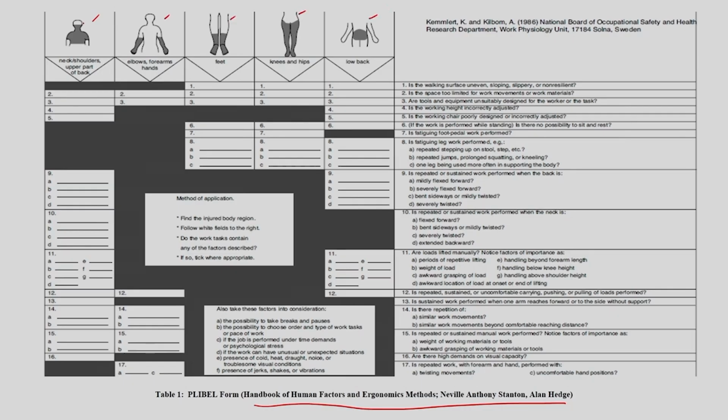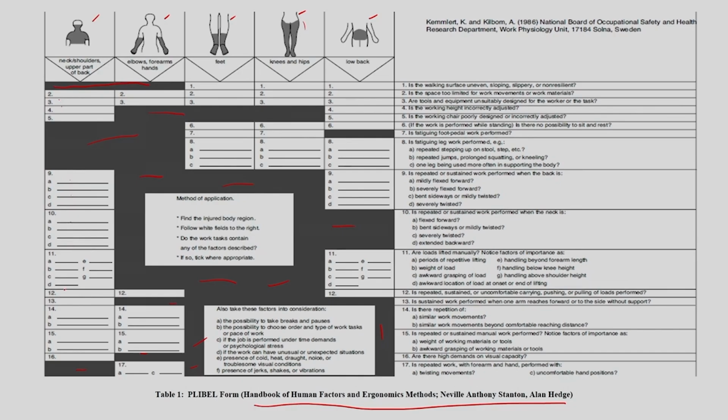We discussed these figures, right? The first figure talks about the neck, shoulder and upper part of your back; the second, elbow, forearm and hands; then feet, knees and hips; and lower back. So, these are the major five regions. A very important thing here: these are some gray areas. First, let us understand the gray areas in this form. Wherever these gray areas are, you need not worry about them. Your concern is only these white areas. Okay, see, you have numbering.